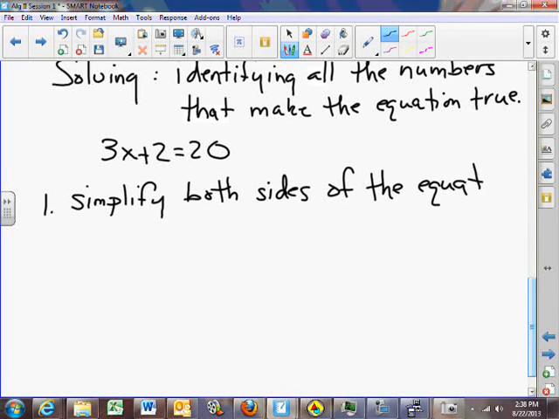If your expressions are complicated, they contain perhaps parentheses and multiple terms that contain the variable and so forth, the first thing that you would do is you would simplify each side of the equation if it's not already simple. Now, the second thing you're going to do is you're going to consolidate the variable.